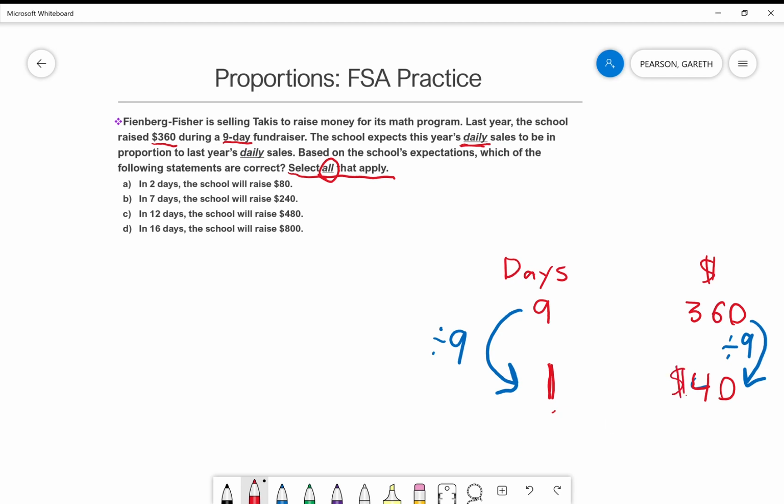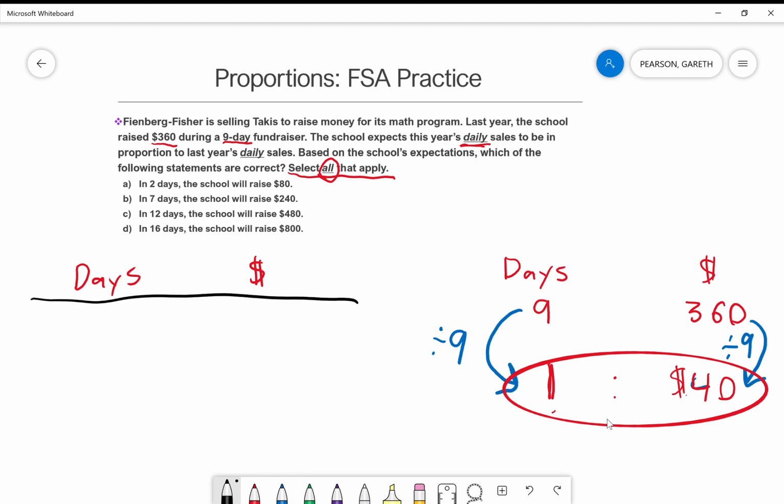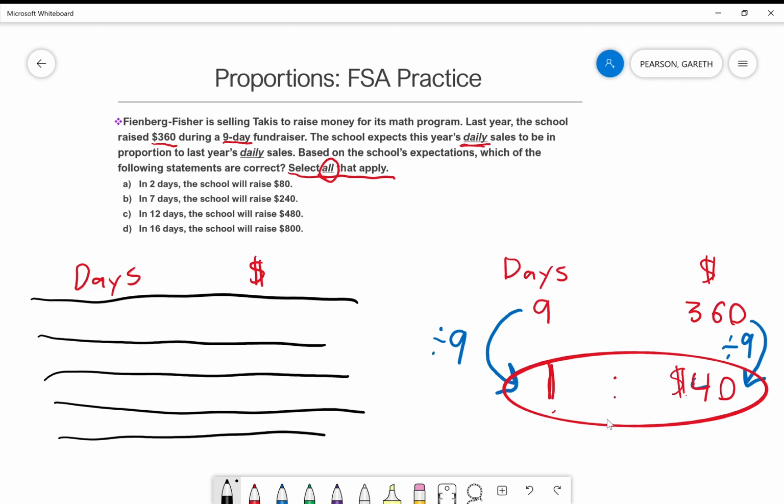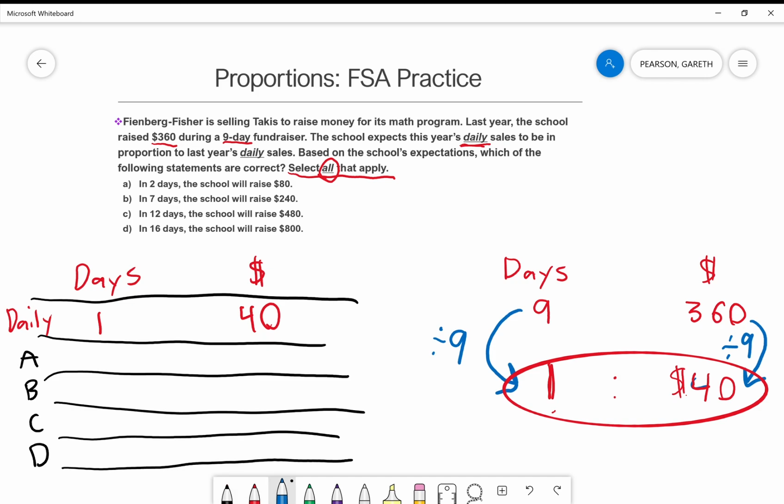Okay, perfect. Now, let's compare this ratio that we just did to all of these. Okay, so I have days, then I have dollars. Okay, now we're going to set up our chart. I have 1, 2, 3, 4, 5, 6. Okay, let's set them up. So here is what I just established. This is my daily amount. For every 1 day, there are $40. Now come your answer choices. We have answer choices A, B, C, and D. All we have to do is check all of them. So let's use the answer choices.